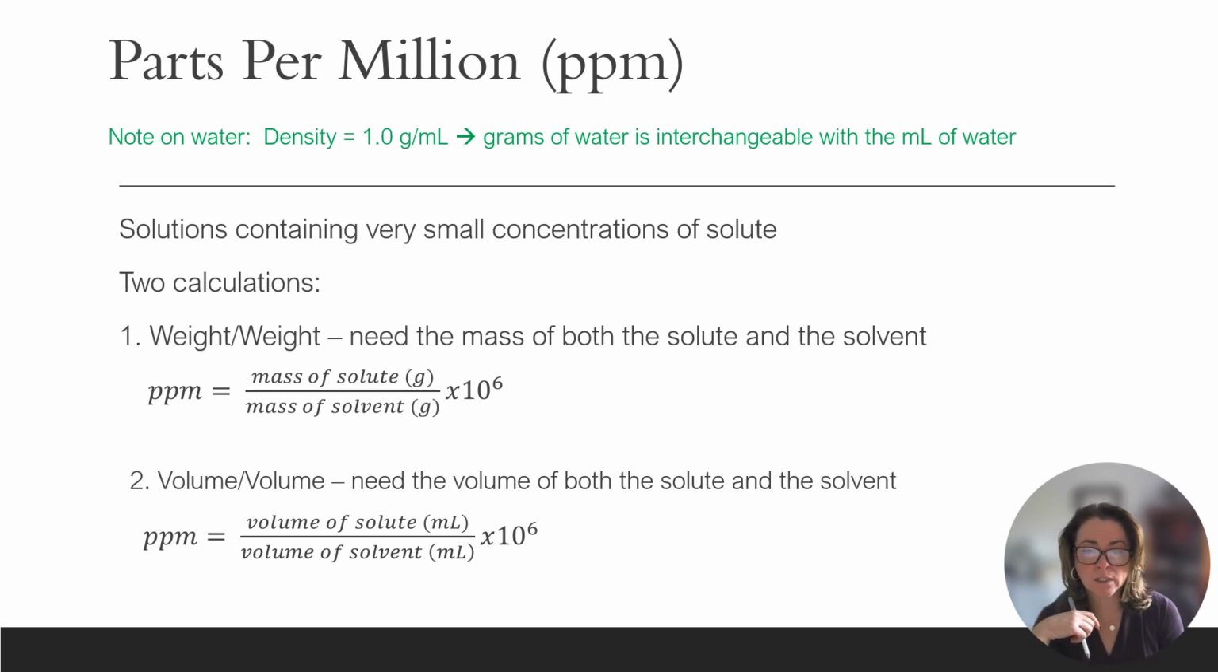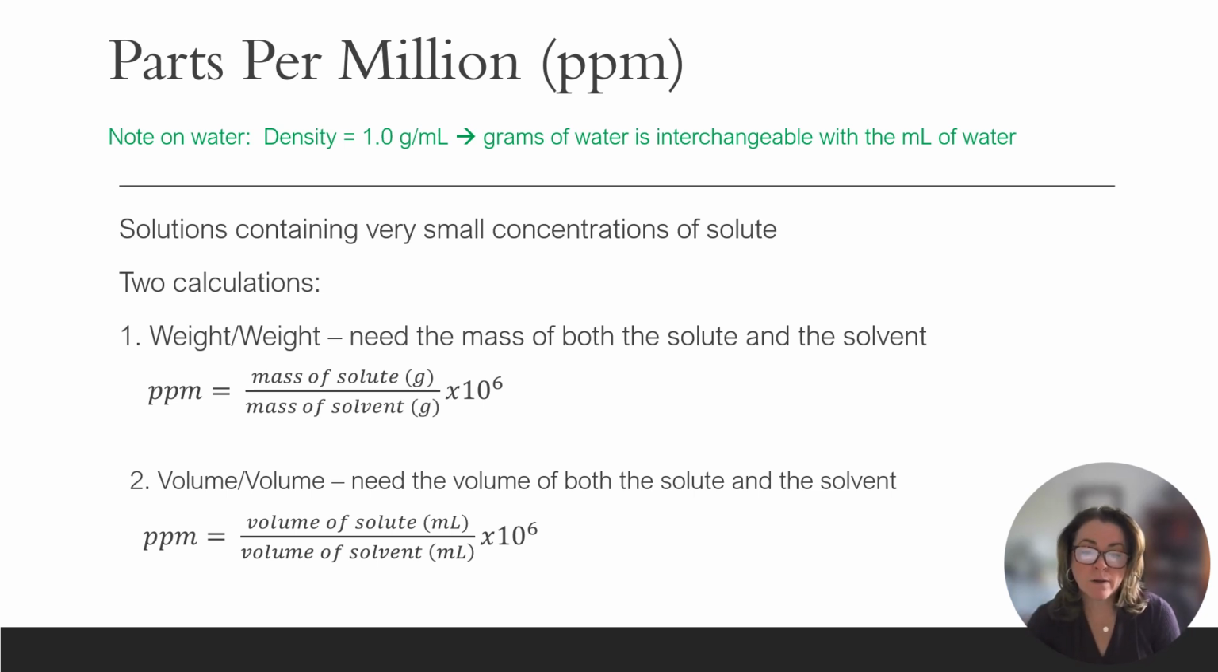So there are two different calculations for parts per million. First of all, this is going to be for solutions that contain a very small concentration of solute. We can look at this in terms of weight per weight, or in terms of volume per volume. If it's weight per weight, we need the mass of both the solute and the solvent, and the expression would be the mass of the solute divided by the mass of the solvent times 10 to the 6. Remember, this is per million, and a million is 10 to the 6, and that's why we're multiplying by 10 to the 6.